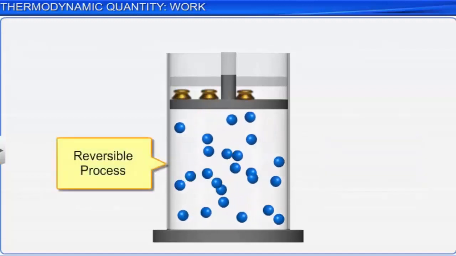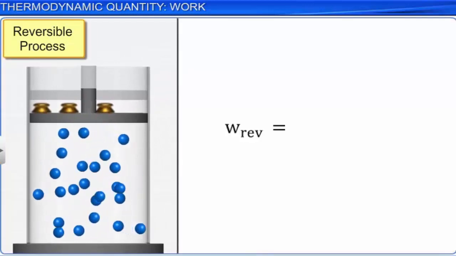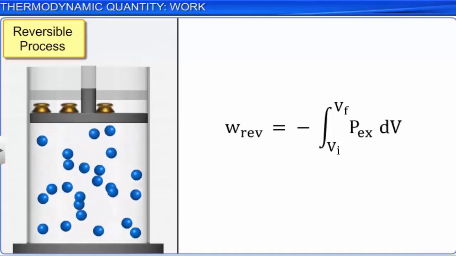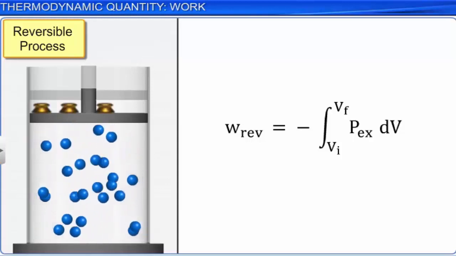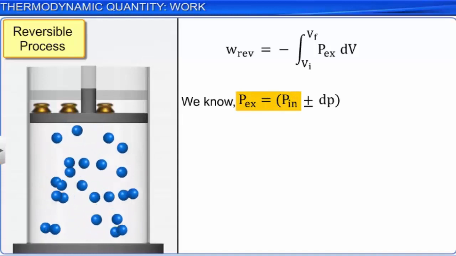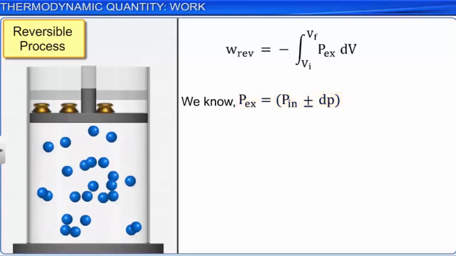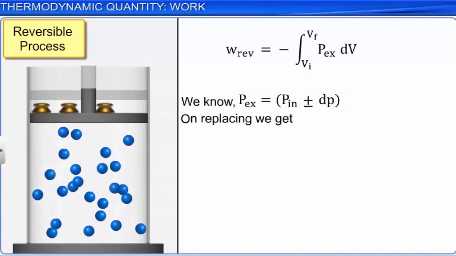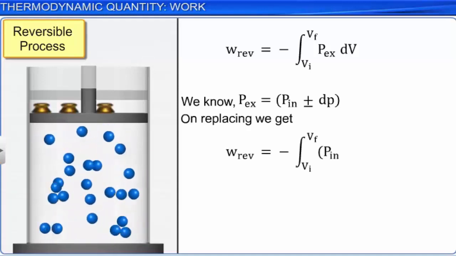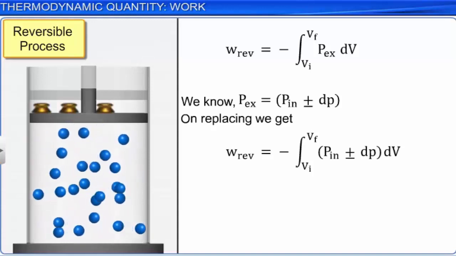Under reversible conditions, the relationship between work and internal pressure is written as reversible work equals minus integral of external pressure P_ex with respect to infinitesimal change in volume dV. We know that external pressure P_ex equals internal pressure P_in plus or minus infinitesimal change in pressure of the system dP. Thus, on substituting the values, we get the equation reversible work equals minus integral of internal pressure P_in plus or minus infinitesimal change in pressure of the system dP multiplied by infinitesimal change in volume dV.